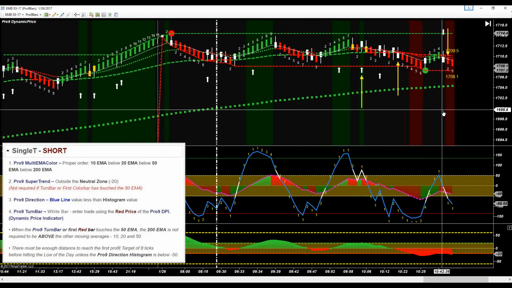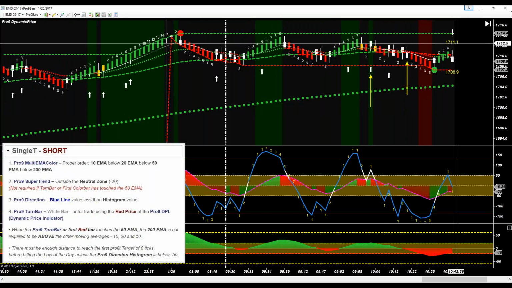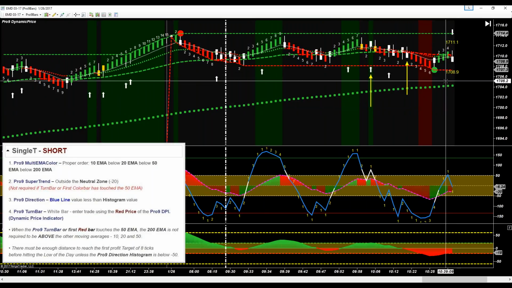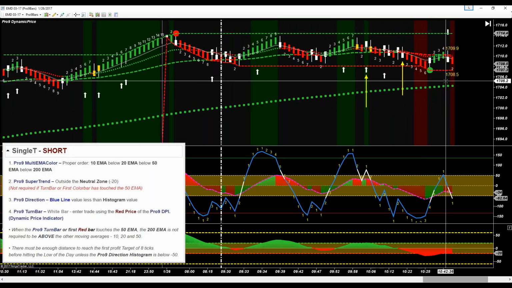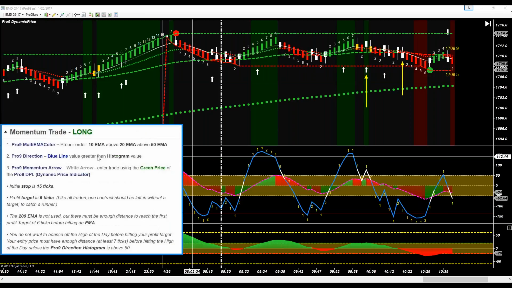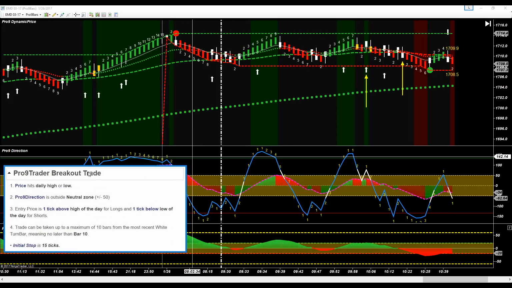But let's say we missed this single T entry, right? Dog was tugging at my pant leg, something happened, whatever the reason, can't enter this trade. Missed it, can't get a retracement. How can I be prepared to get in at another entry point?